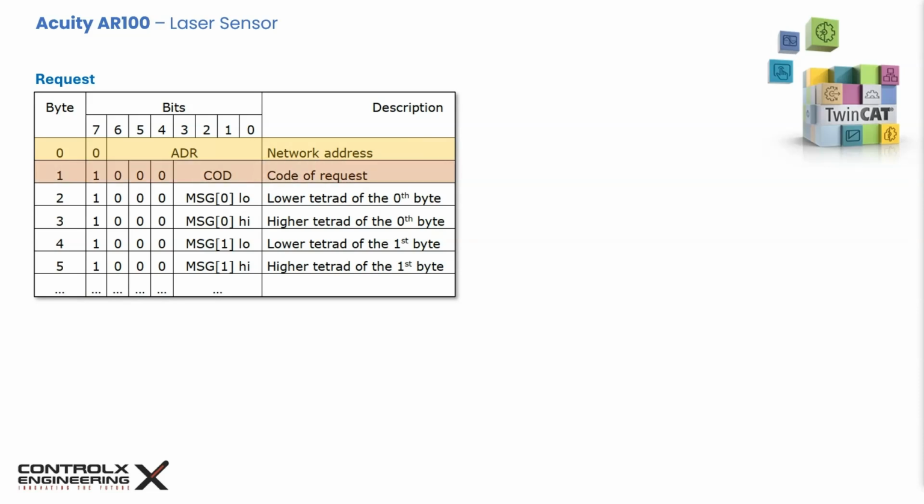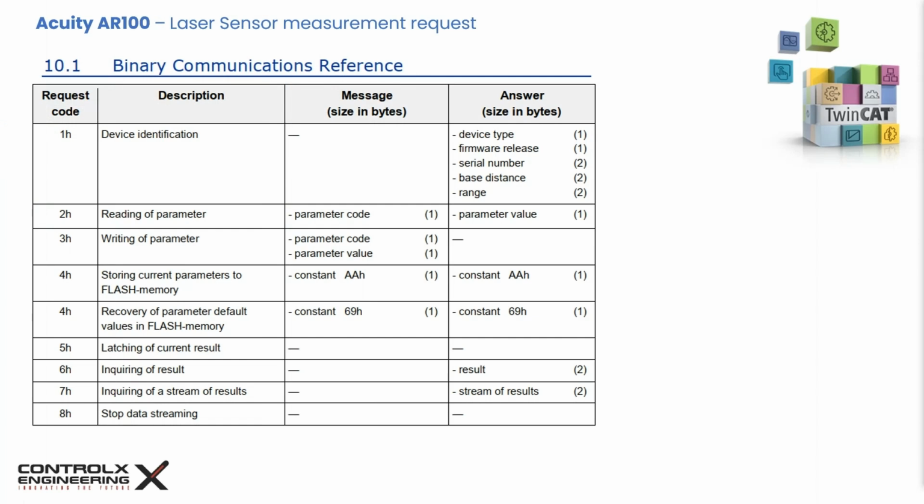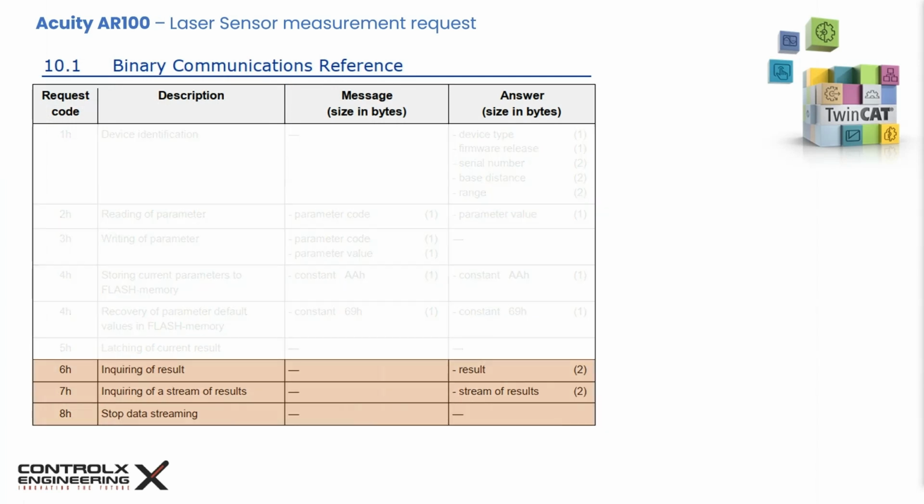The next byte is a bit more interesting. Its 7th bit should be 1, and bits 0 to 3 are the code request bits, identified here as COD. These 4 bytes are optional message bytes and used with certain request types. This section of the sensor documentation shows the request codes. These are the ones I'm interested in and will be the ones we'll implement in our PLC project.